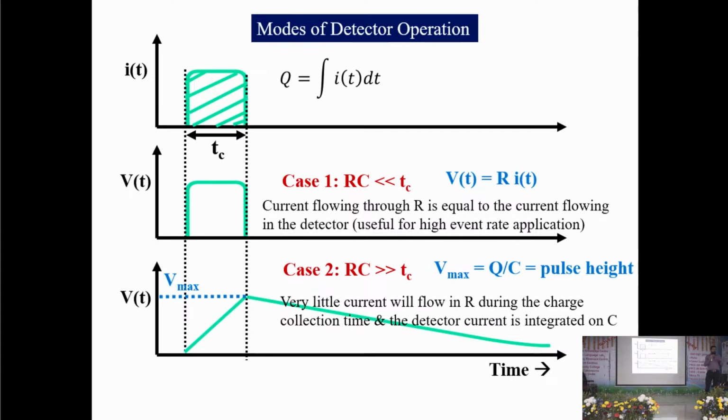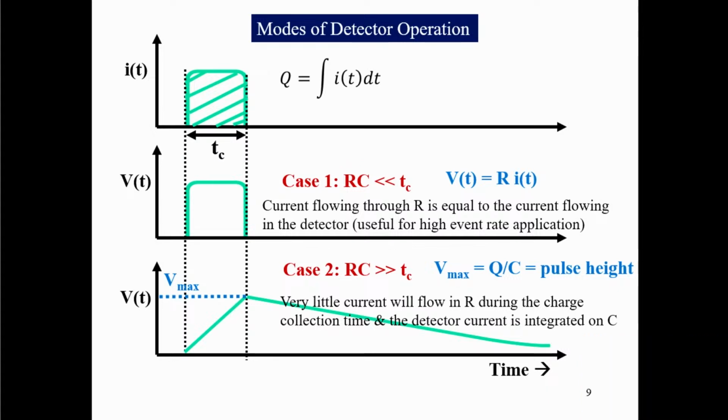In one case, the time constant of the detector is very short, much less than the charge collection time of the detector. In that case the current flowing through this R is equal to the current flowing in the detector. But the most important one, which we most frequently use, is when the time constant of the detector is greater than Tc. In this case, while the charge is being collected, the capacitor is charged, and once the total charge is collected after this Tc, the capacitor discharges. During the discharge there is a potential drop across the load resistance, and that gives you the signal.